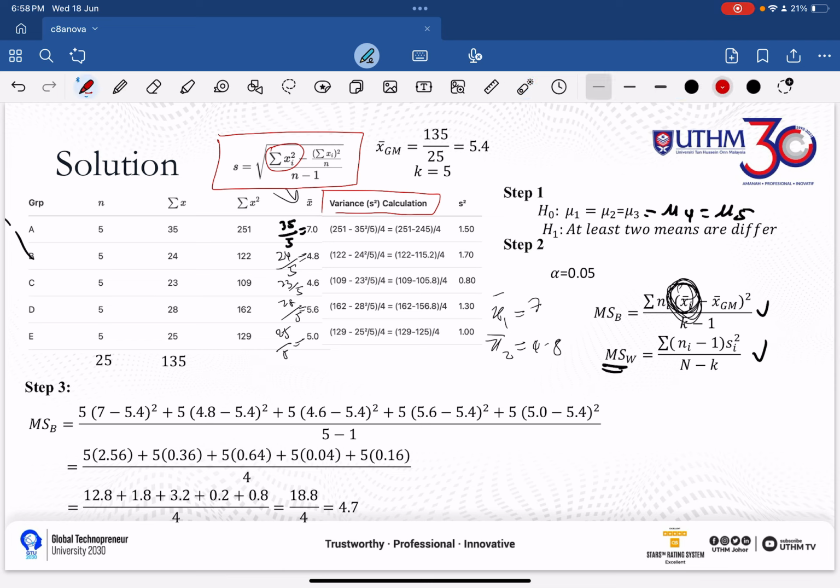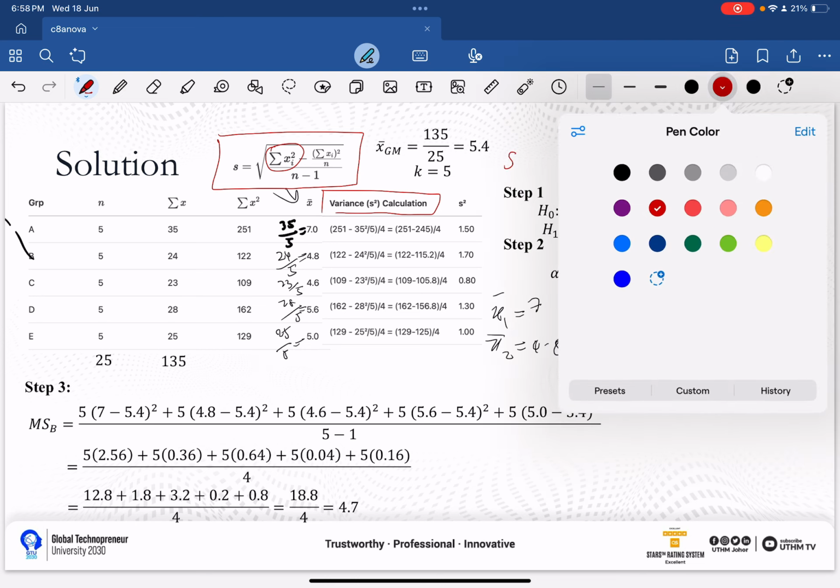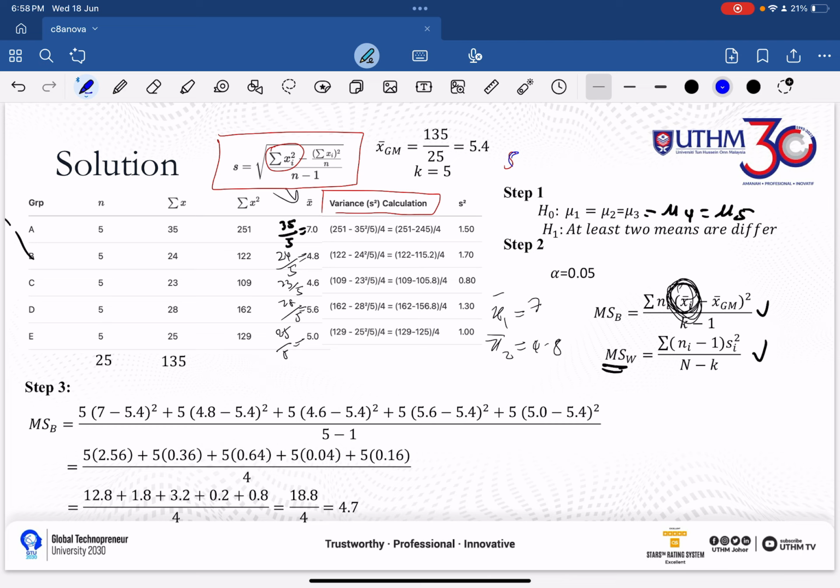So here is for standard deviation, so we don't have the square root for s squared. So the s squared, the variance, we don't have the square root. Then we square, divide by n, and then this is n minus 1. So that is how we get the value here. Okay, so let's calculate this first.